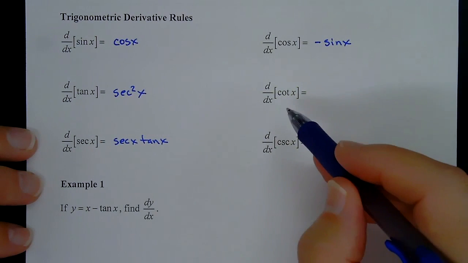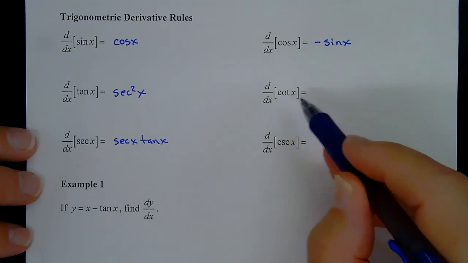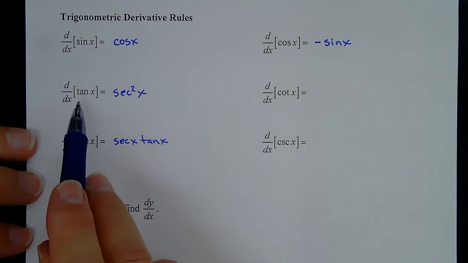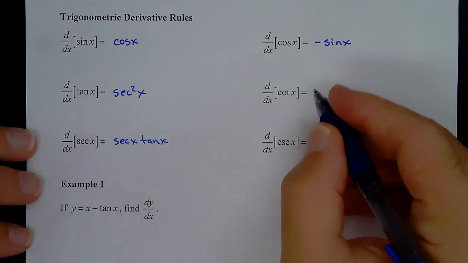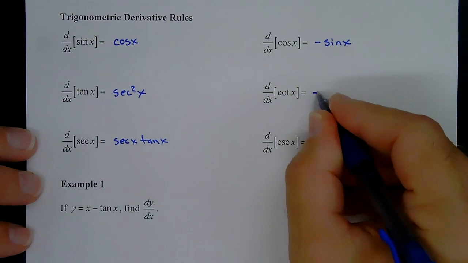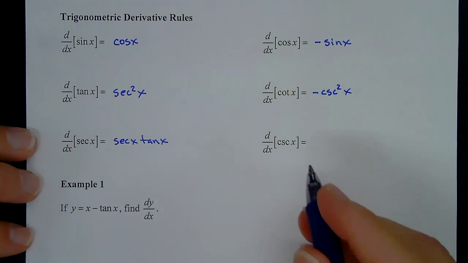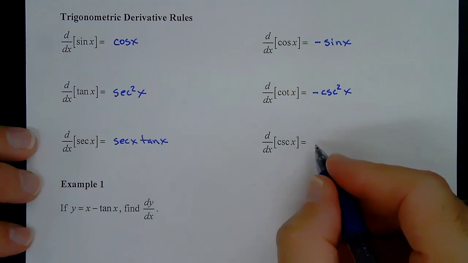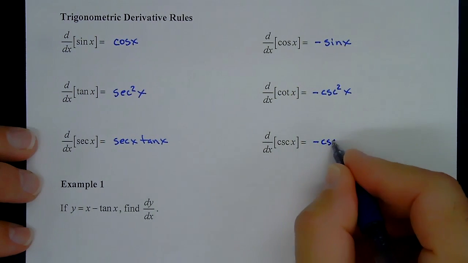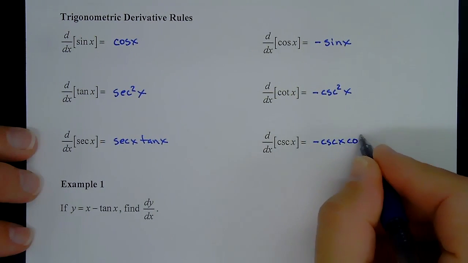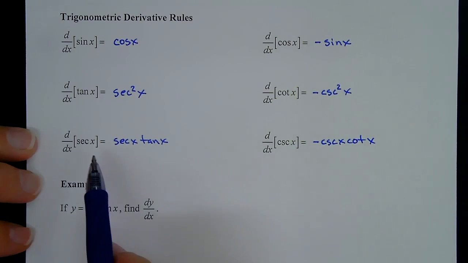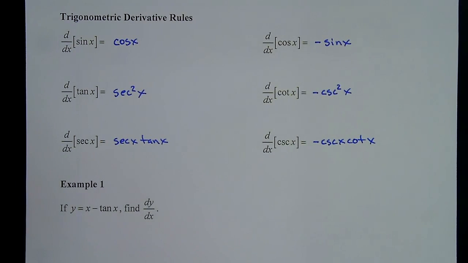So what's the derivative of cotangent x? Well, we could go along a similar argument that we did with tan x, okay? But what this would come out to be is negative cosecant squared x. And then cosecant x, the derivative of that becomes negative cosecant x cotangent x, and we could follow a similar argument that we did with secant x, okay? And that's what you would get. All right, so we need to commit these to memory, all right?